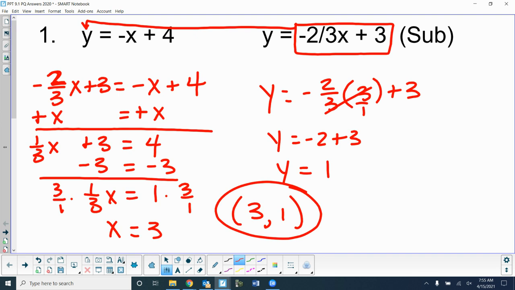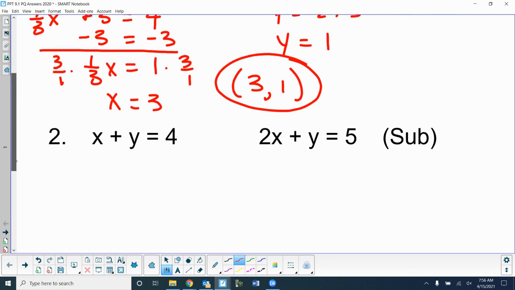Questions? So again, sometimes one like that tricks kids, because it's already got a y by itself. Well, actually, both y's are by themselves, right? So just set the two x sides equal to each other, basically, is all you're doing. Okay, questions? All right, let's do number 2.